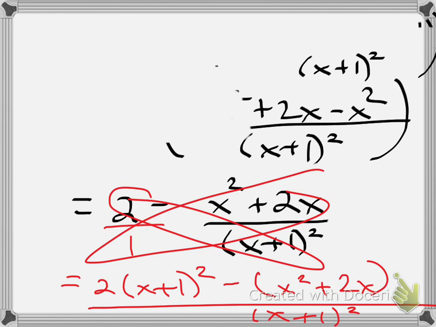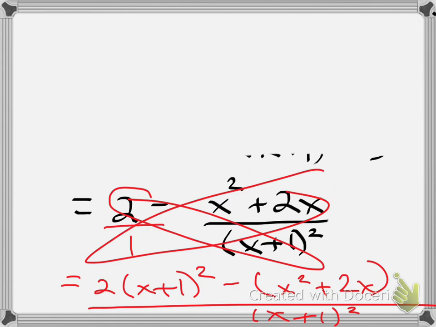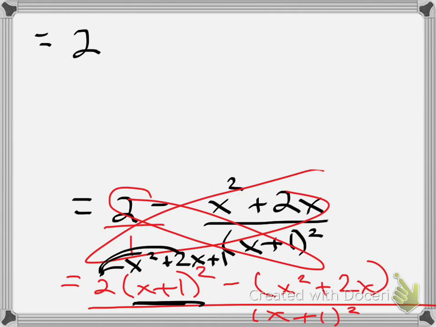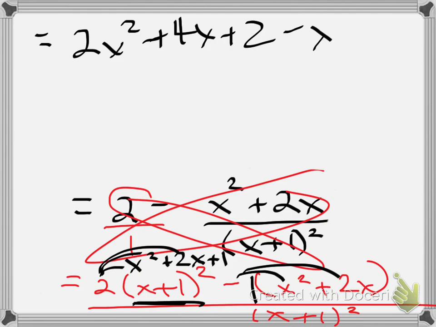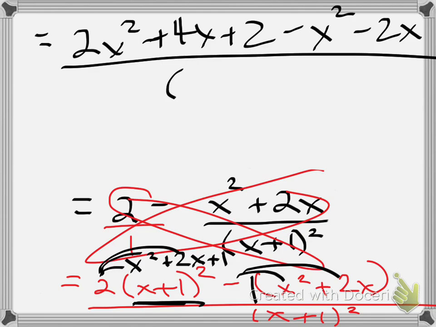And then the algebra just keeps on going on these. Unless you love algebra, that's why it's a lot. I'm going to FOIL this out above it and do x squared plus 2x plus 1. So I can distribute my 2 to all those. So that's 2x squared plus 4x plus 2. And then let's distribute this negative 1 to these. Minus x squared minus 2x all over our denominator.